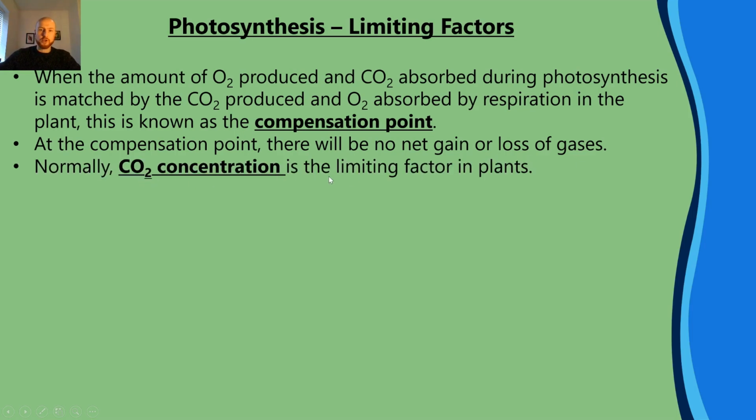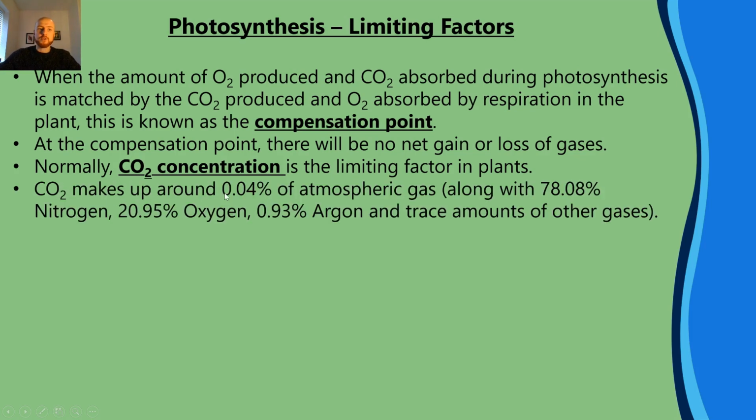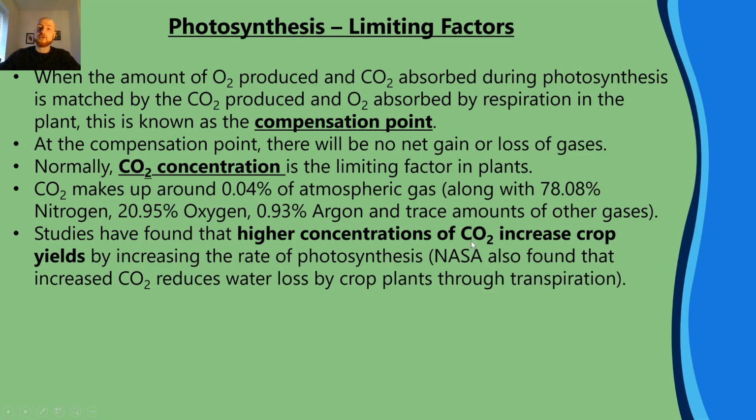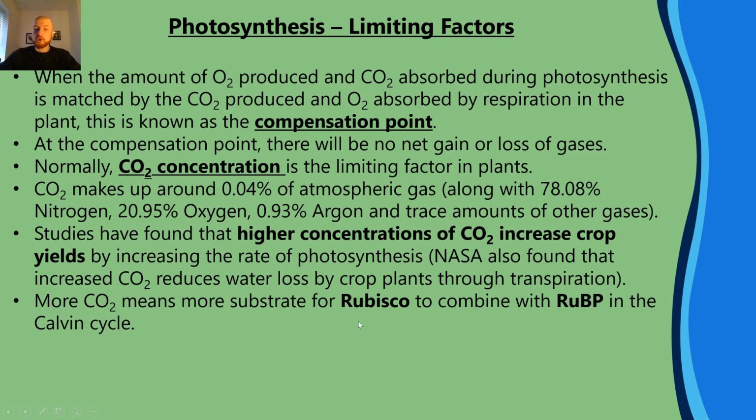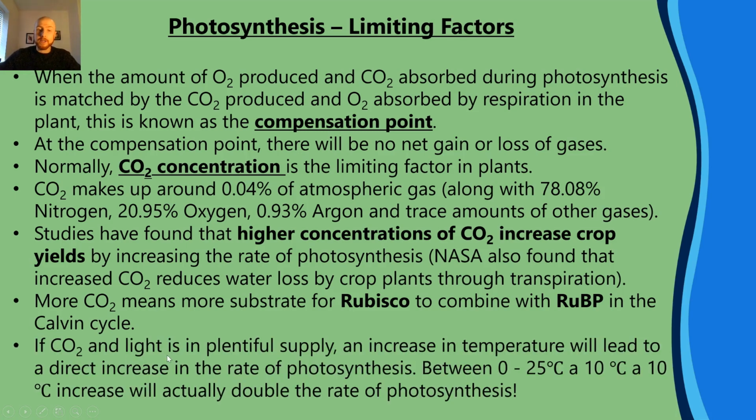Normally, carbon dioxide concentration is the limiting factor in plants. Carbon dioxide makes up around 0.04% of atmospheric gas, along with around 78% nitrogen and 21% oxygen, along with argon and other trace gases. Studies have found that higher concentrations of carbon dioxide increase crop yields by increasing the rate of photosynthesis. And interestingly, NASA also found that increased carbon dioxide reduces water loss by crop plants through transpiration. More carbon dioxide means more substrate for Rubisco to combine with RUBP in the Calvin cycle. And if CO2 and light are in plentiful supply, an increase in temperature will lead to a direct increase in the rate of photosynthesis.